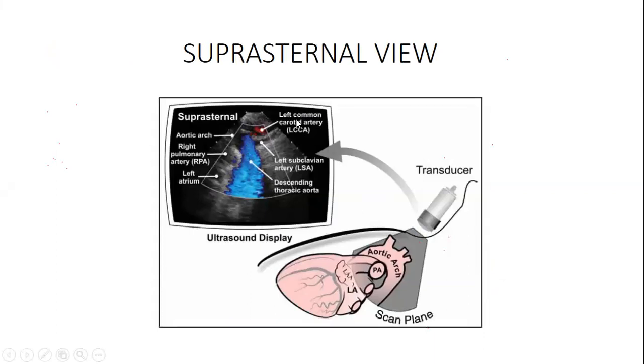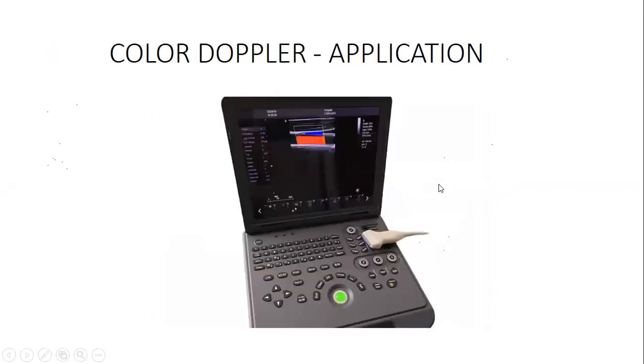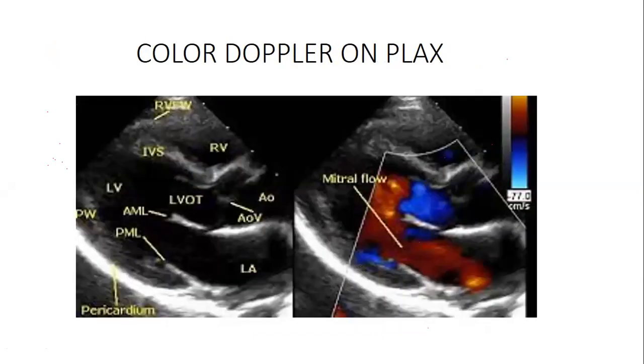Okay, the left common carotid artery, this one comes out there. It goes there. And then this one is the left subclavian artery, and then the descending aorta we explained here. This is just color, nothing much. Okay, color Doppler application. You need a color Doppler machine, so use it. So how do I see color Doppler? Here I want now to explain why colors appear the way they appear on echo.